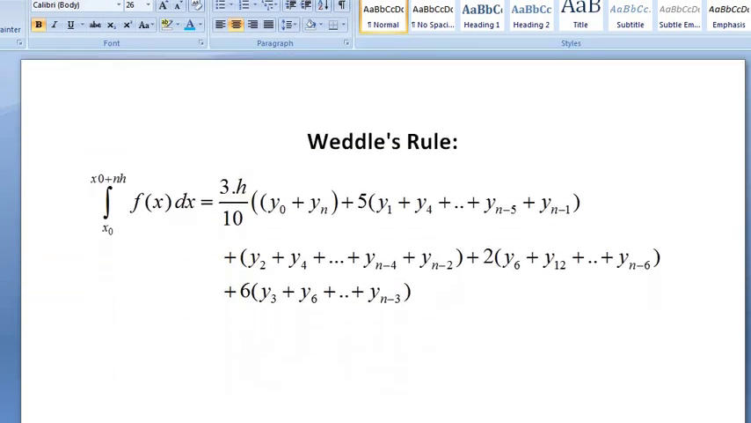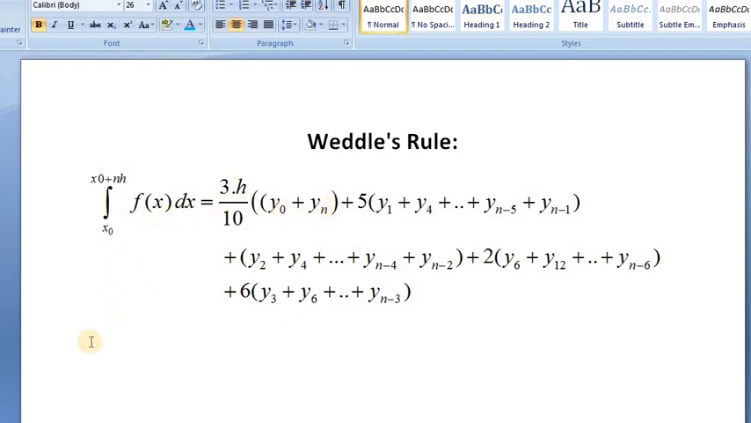Weddle's general formula is like this. If we want to integrate from x0 to xn, that is x0 plus nh, of any function f of x dx, the solution will be in this format: 3h by 10. h is the distance or width of each interval. What is the width of each interval? h is the same for all the intervals. Then the function values: the initial function value, and this is the final function value.